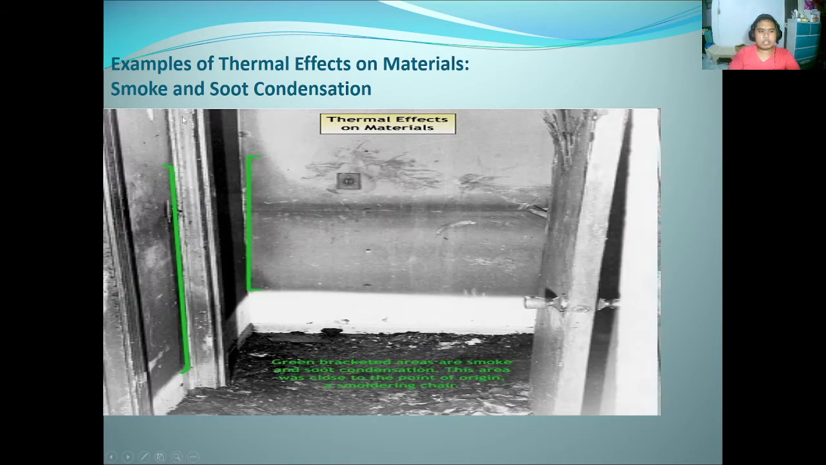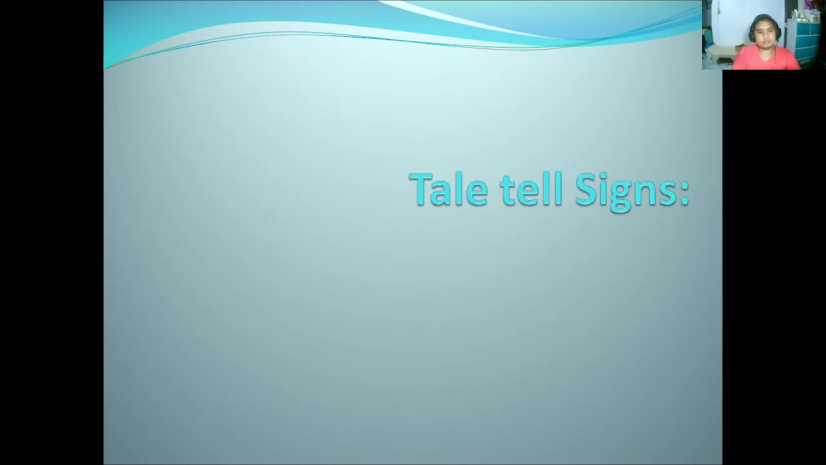Example of thermal effect on the material, smoke and soot condensation. Thermal effect of the materials guys. Green bracketed area is smoke and soot condensation. This area was close to the point of origin and smoldering char. Ibig sabihin, sarado tong area na to guys. Kaya yung smoke na nangyayari, yan yung resulta ng ating thermal effect of materials.